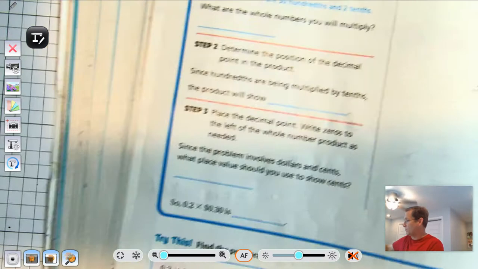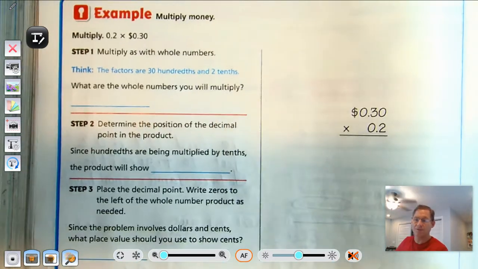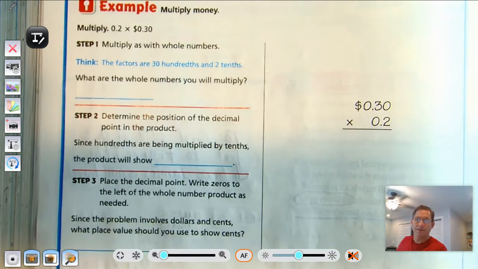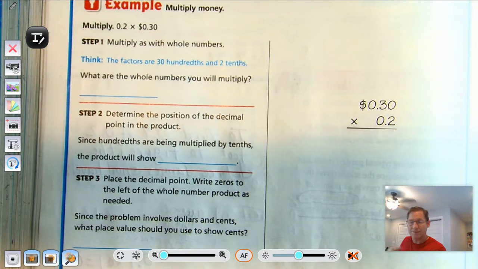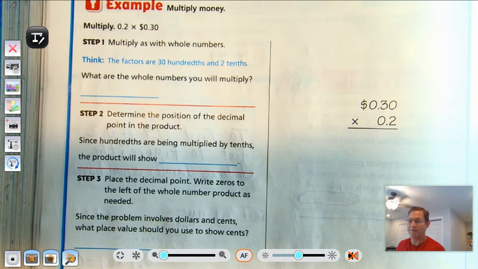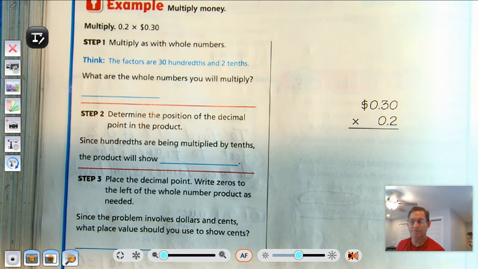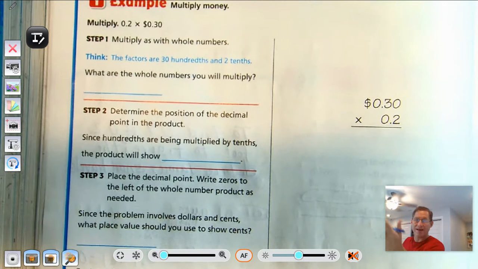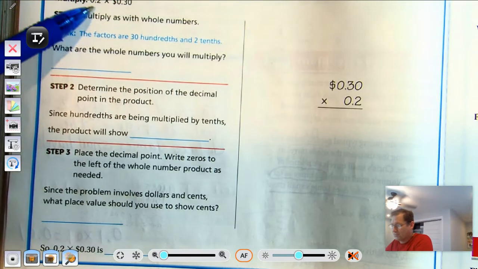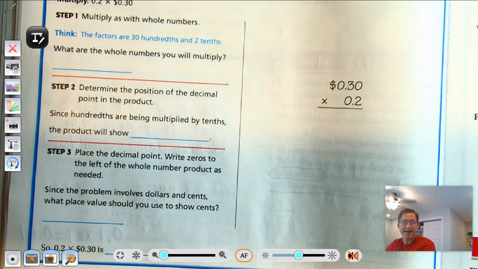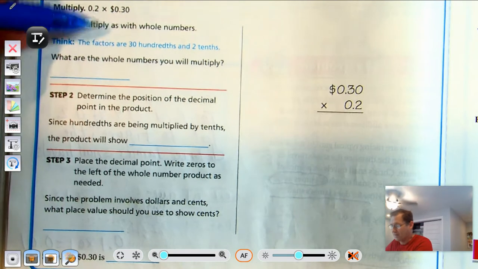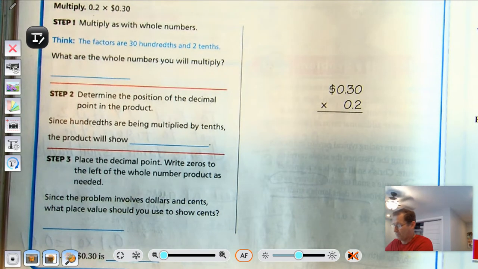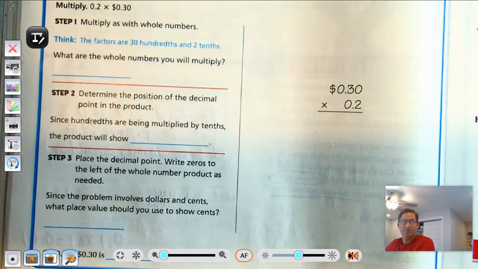Now, what about when we're multiplying by money? In this case, sometimes we have too many zeros, because when we talk about money, we want to stop at the hundredths. We don't have a thousandth coin, right? So we have to stop at the hundredths, the pennies. So here we have 2/10 times 30 cents, or 30 hundredths. So we're going to just multiply, as with whole numbers, 30 times 2.